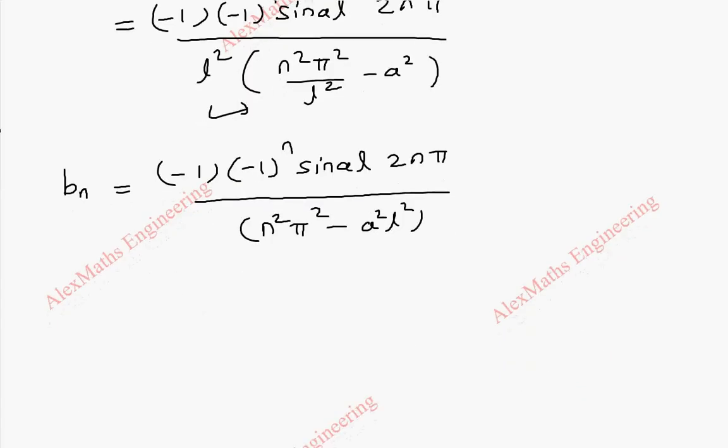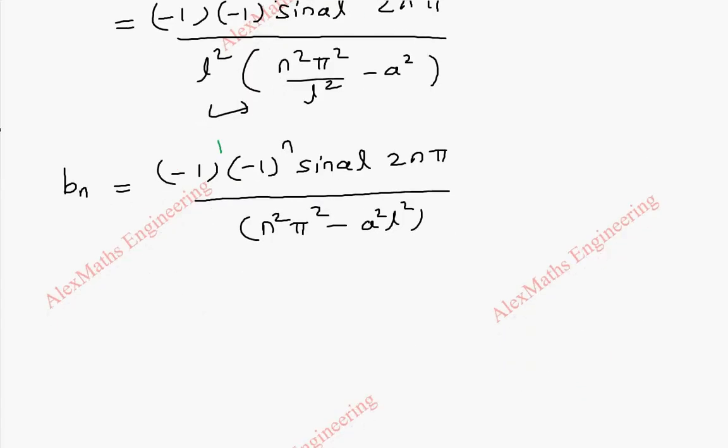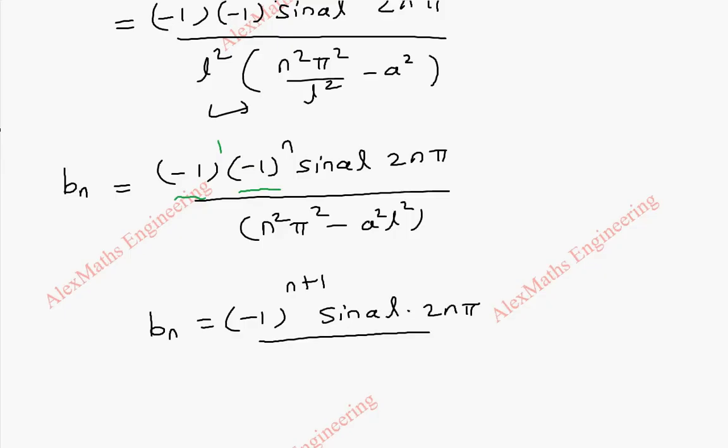And further, we can combine these two powers. This is minus 1 power 1, this is minus 1 power n. So we can combine it as power n plus 1. So finally bn is, we can write the number 2 in the beginning, or we can keep that as it is also, not a problem. So minus 1 whole power n plus 1 sin al into 2n pi whole divided by n square pi square minus a square L square.